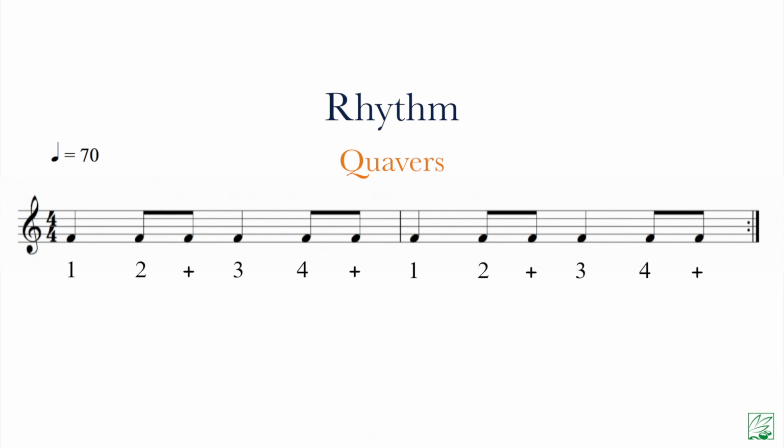Now let's count this rhythm. After the second bar, go straight back to bar 1 without stopping and repeat the 2 bars again. The metronome will be set at 70 and you will have a 4-click intro to start. Here we go.